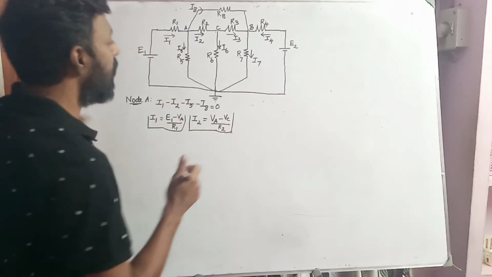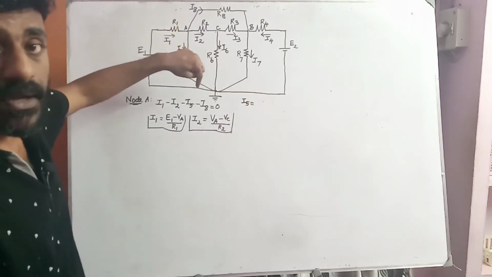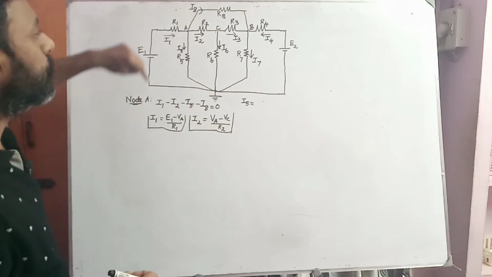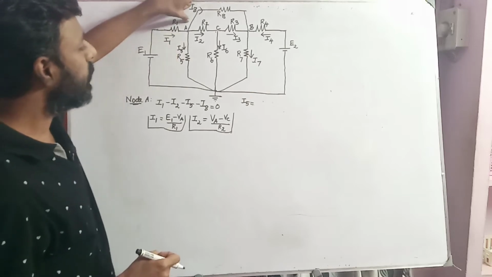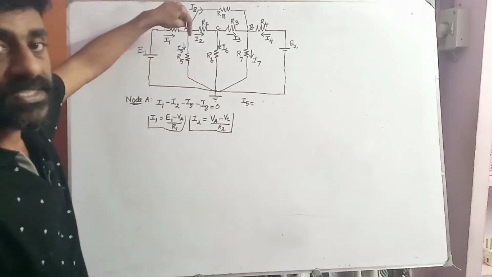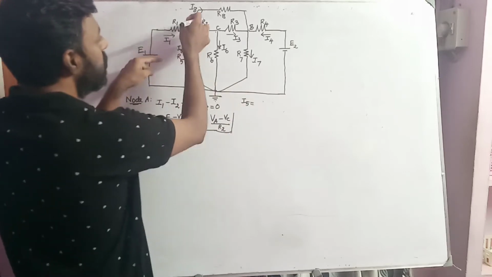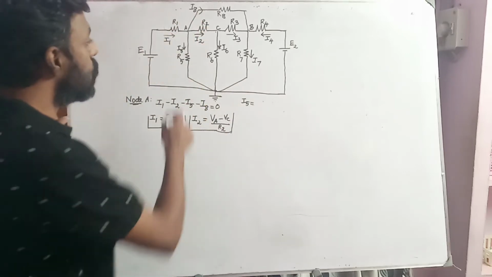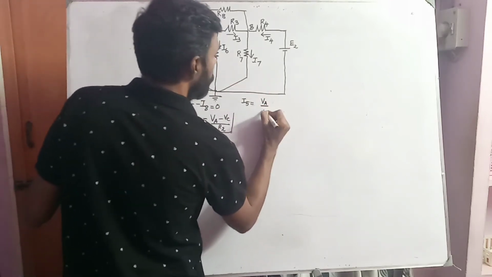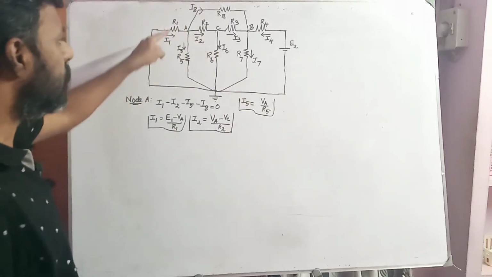So what will be the value of I5? The current I5 is the current flowing through the resistor R5. You have a voltage developed here, that is VA. In this branch, you need to consider the branch from the point A till the datum point. You have a current, a resistor value, and a voltage developed across it. By Ohm's law, I5 is the ratio between the voltage and the resistance. So I5 is equal to VA divided by R5. This is the value of I5.